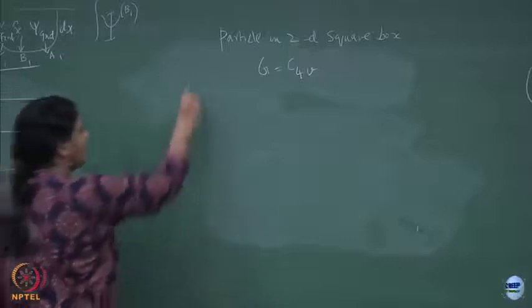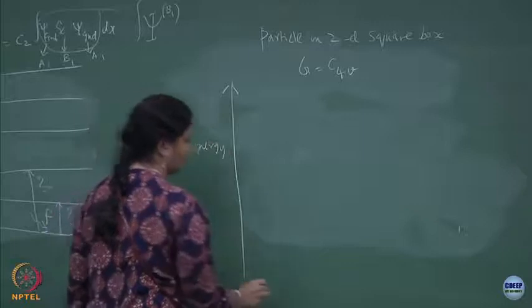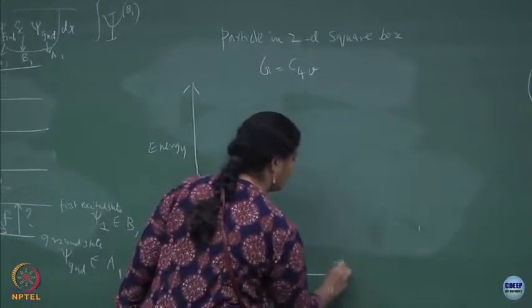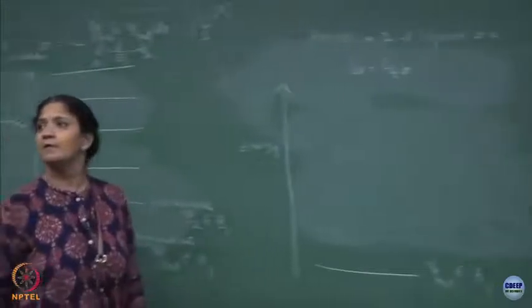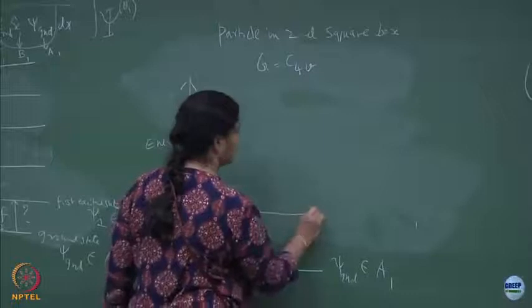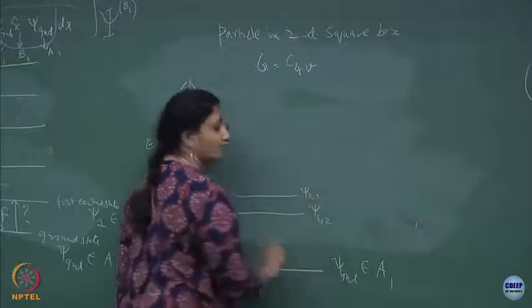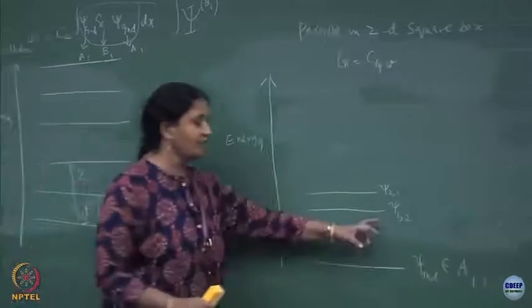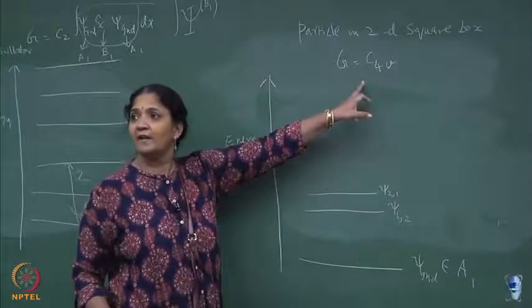Okay. Again you can plot as an energy, ground state will be the lowest energy, which should be belonging to A1. Okay. Then you can start looking at psi 1 comma 2, psi 2 comma 1, because you can start giving degeneracy because C4V allows for 2-dimensional irreps.